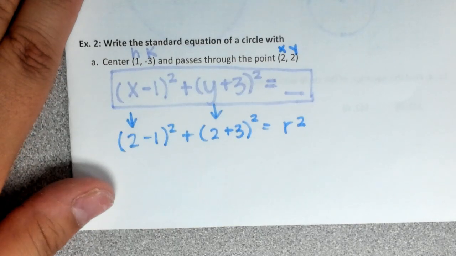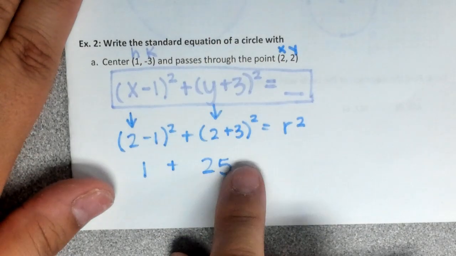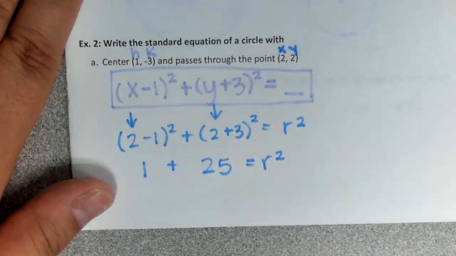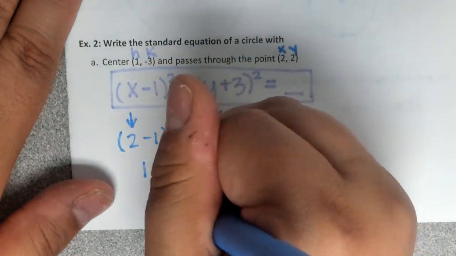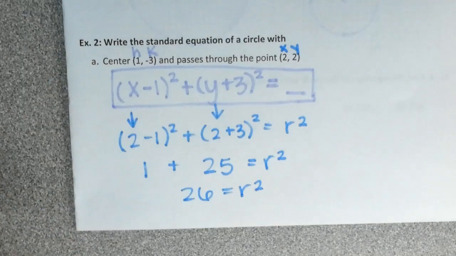What is 2 minus 1, squared? What is 2 plus 3, squared? 5. Yeah. And that equals r squared. And what is 1 plus 25? 26 equals r squared. Do I have any questions about any step I just took?